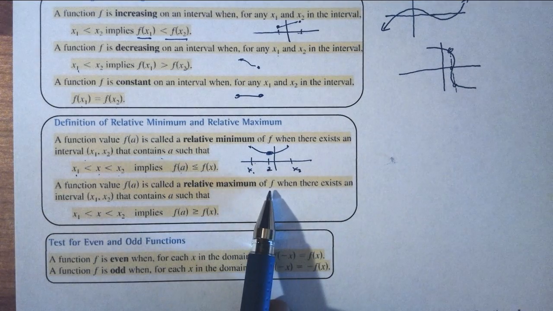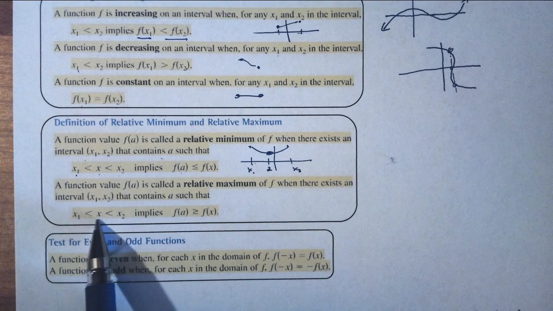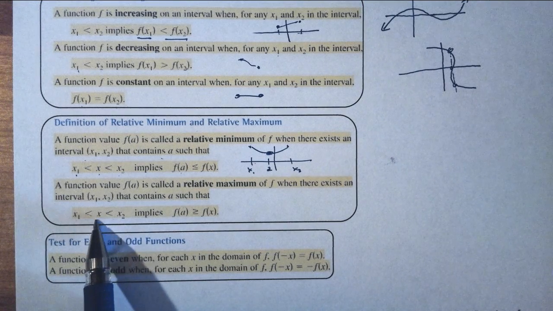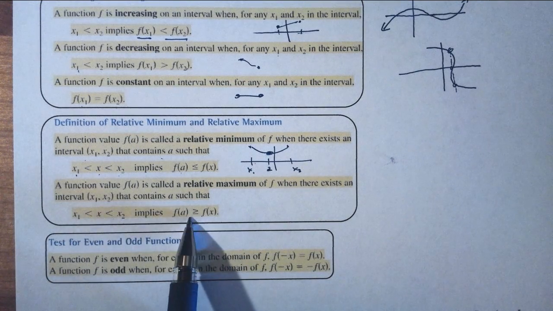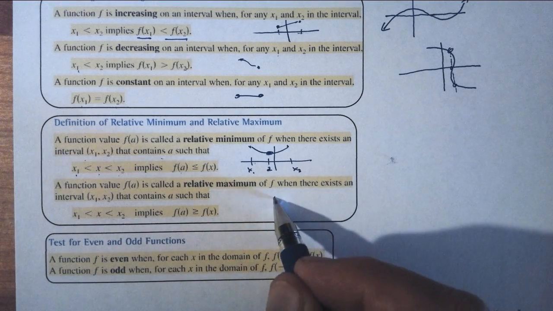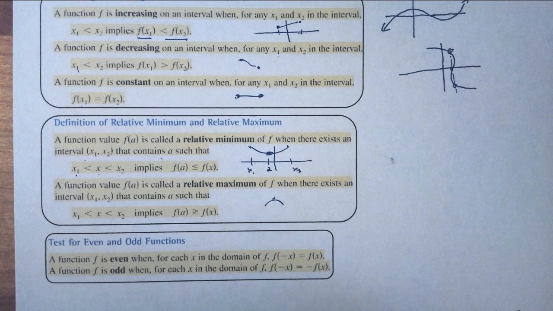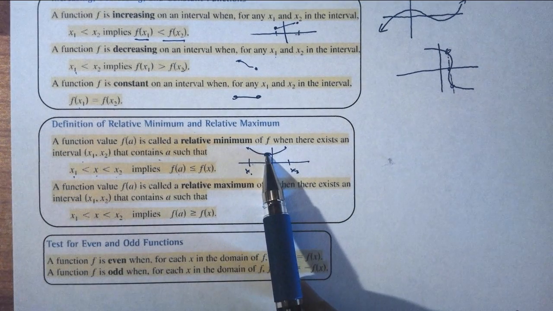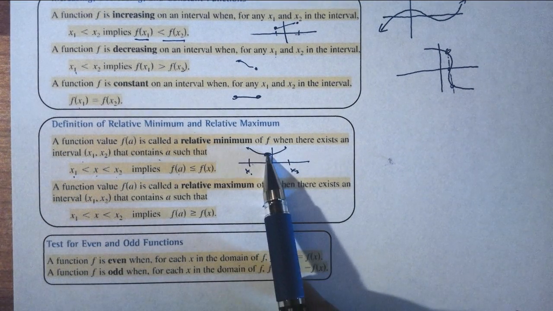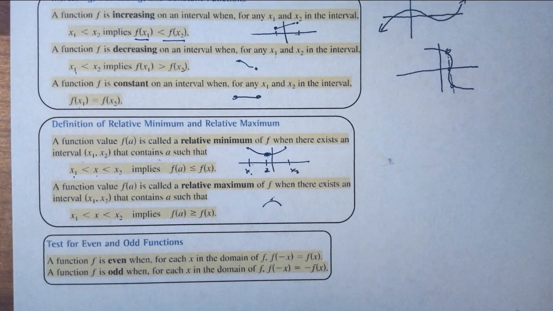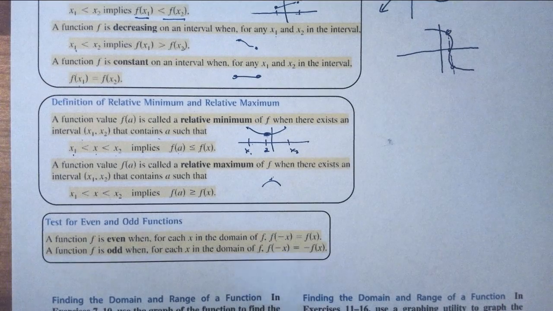So we have a maximum on an interval if all the points between a left point and a right point are not bigger than the point at A. Okay, so what you're telling me is that we have what's called a relative minimum when the point's at the bottom and a relative maximum when the point's at the top. Pretty simple. Okay, tests for even and odd functions.